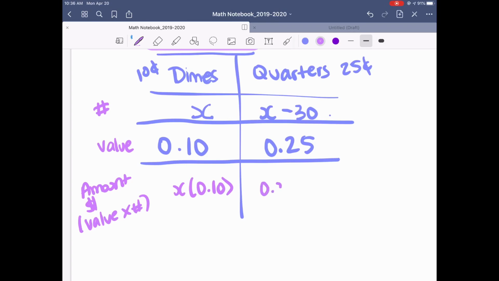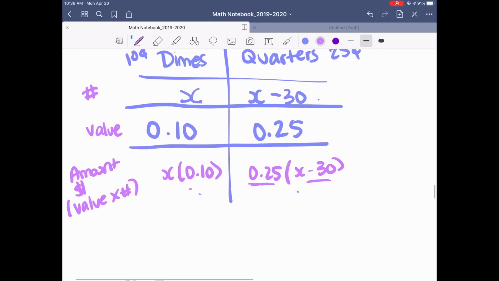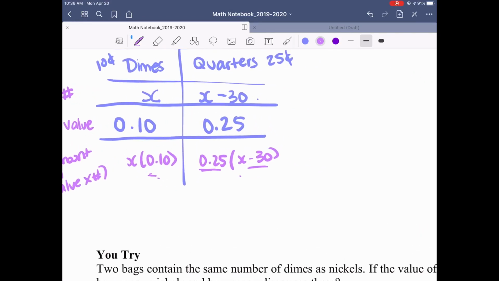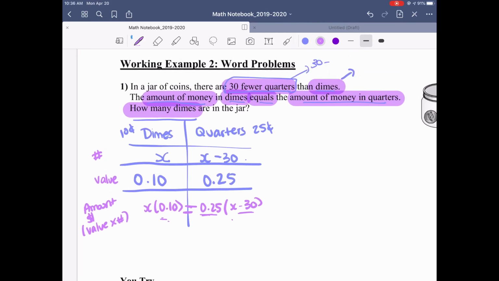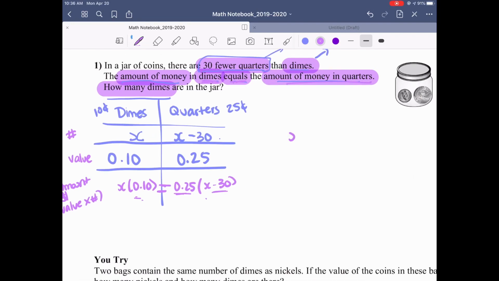And for quarters, each one is worth 25 cents, and we have X minus 30. I flipped them here because we always want to have the monomial on the outside and the binomial in the brackets. For this one, it doesn't really matter the order because they're both monomials. And we know that this amount for both of them is equal, okay? Because the amount of money in dimes equals the amount of money in quarters. So X times 0.10 is equal to 0.25 times X minus 30.